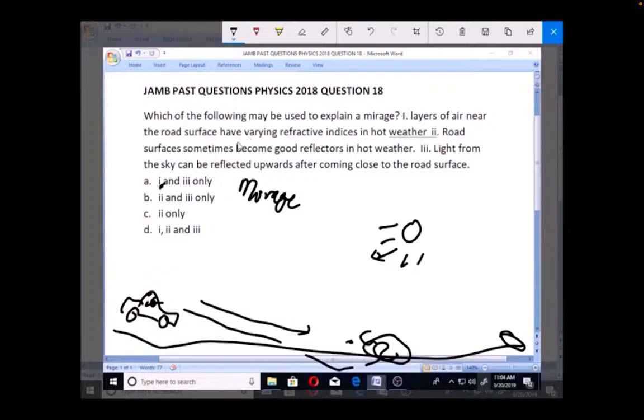Now, road surfaces sometimes become good reflectors in hot weather. Does something become a reflector at some times and not at other times? You see that this II is shaky. But this number three, light from the sky can be reflected upwards after coming close to the road surface. That is reflection, and that is true. So you can easily see that I and III are true. With that, I can pick option B as the correct answer. Thank you.